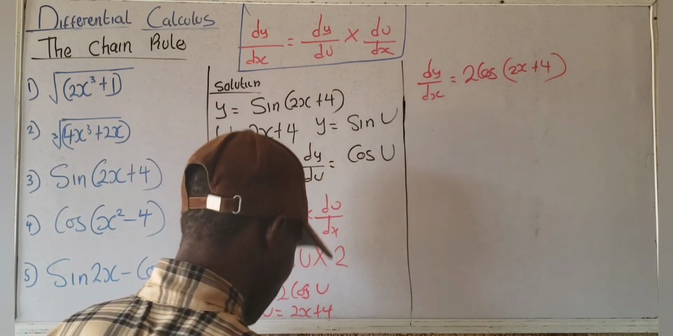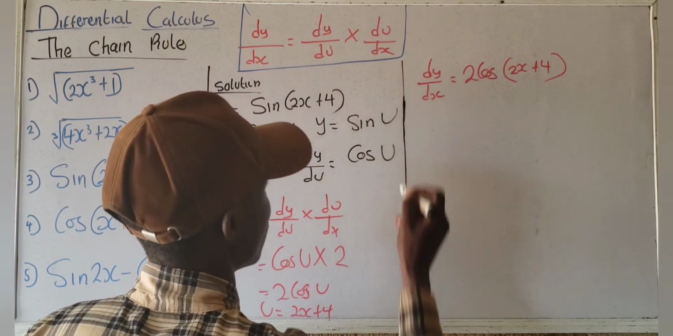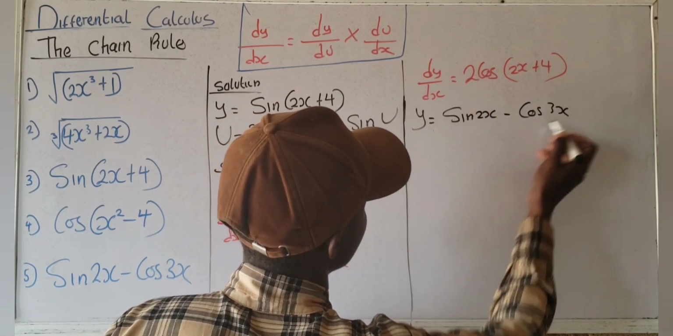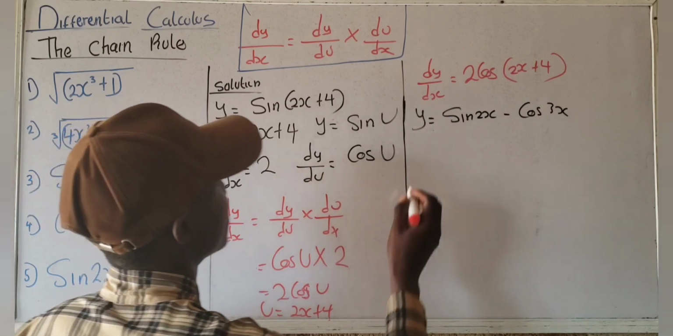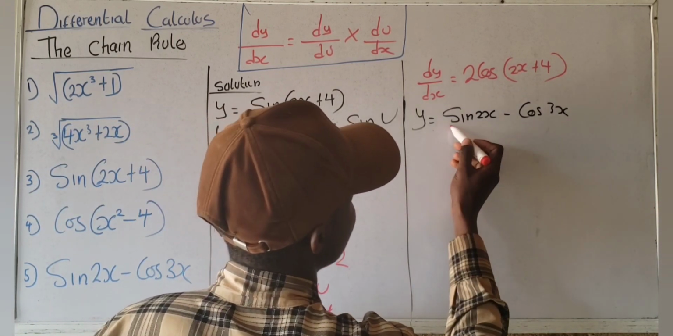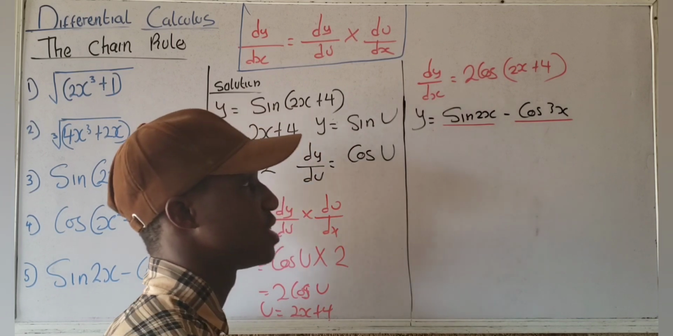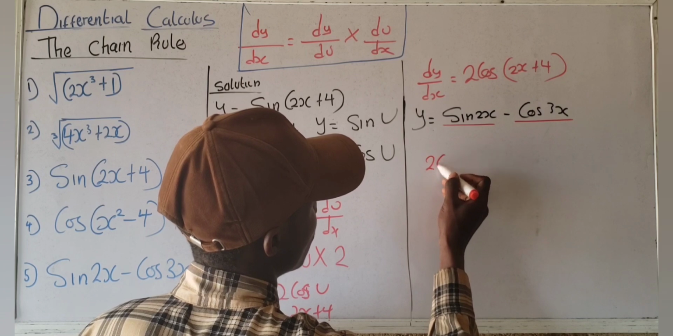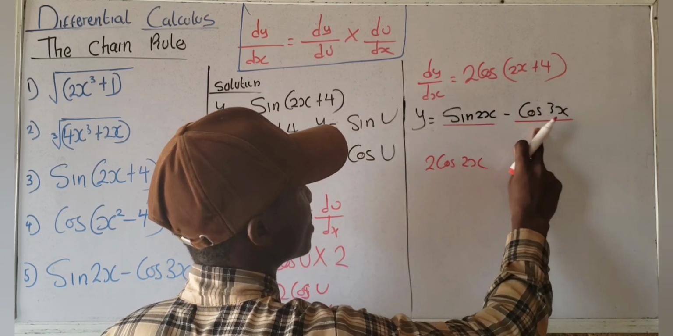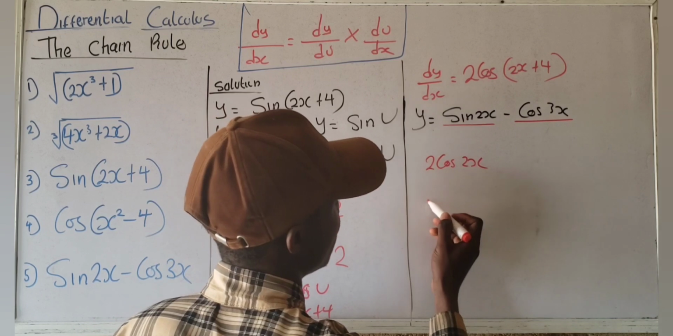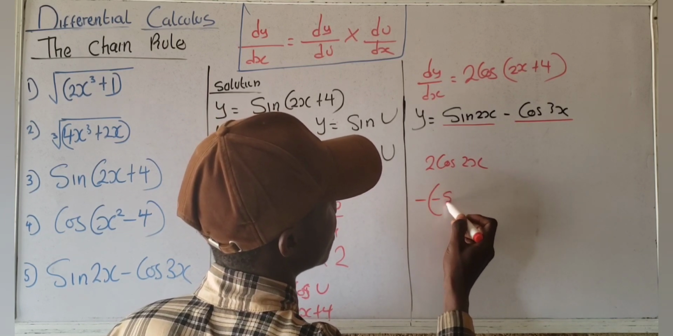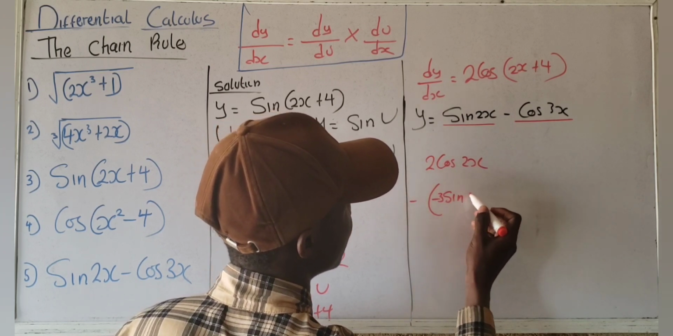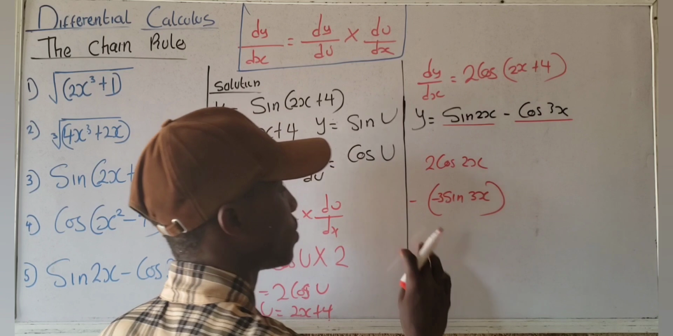Question 5, all you have to do is let y equal sine 2x minus cos 3x. Now, if you want to differentiate this using the chain rule, you have to differentiate them individually. You understand? Now, if you want to differentiate sine 2x, you are going to have 2 cos 2x. And if you want to differentiate negative cos 3x, you are going to have negative into bracket negative sine, negative 3 sine 3x. This is what we're going to have.